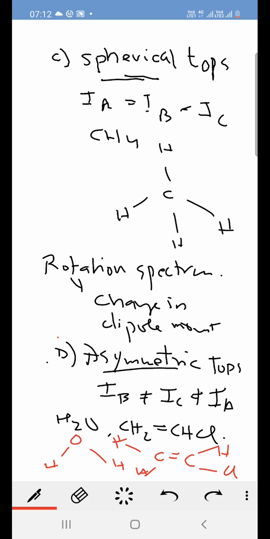So you can see that there are four classifications: spherical tops, symmetrical tops, linear, and asymmetric tops. This is how the classification of molecules is done based on moments of inertia.